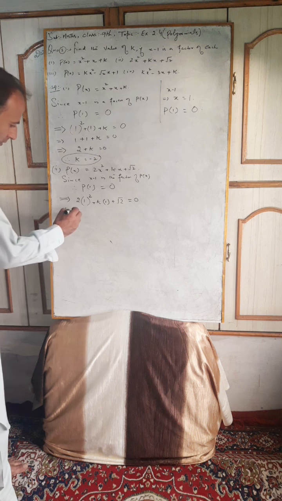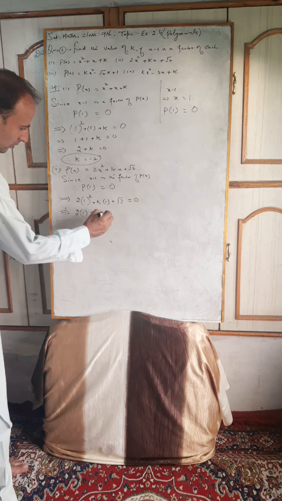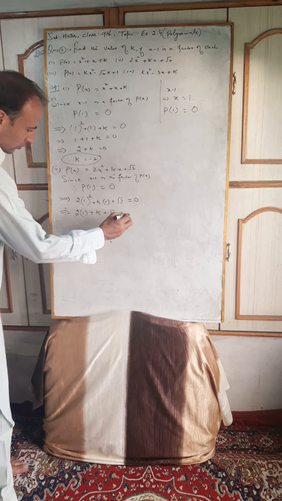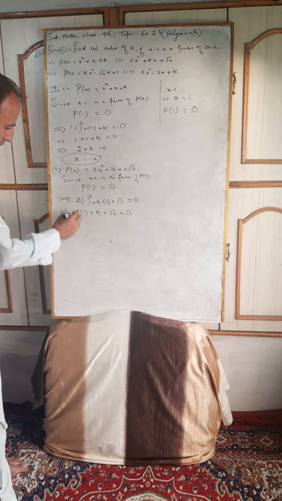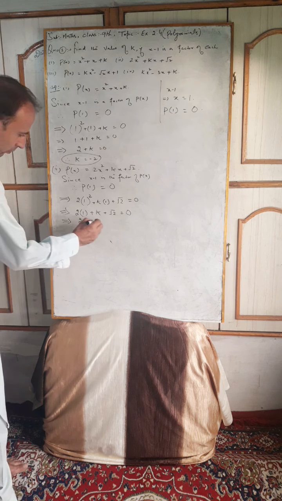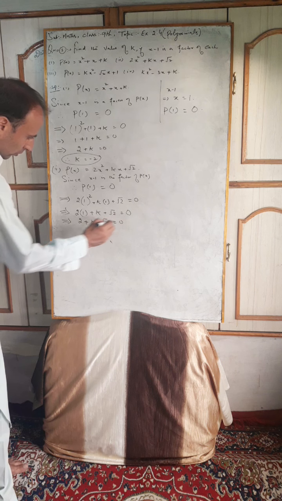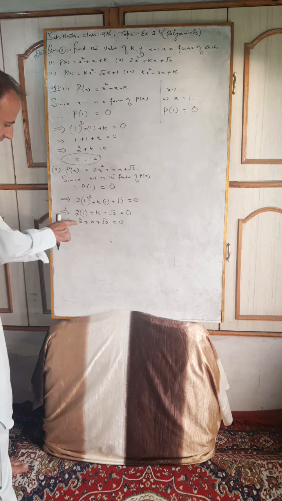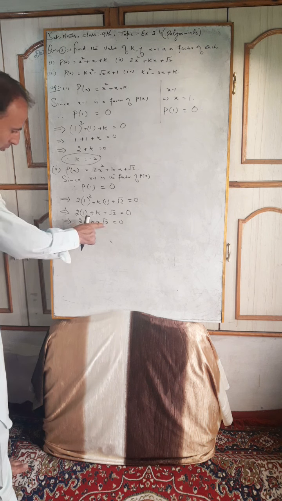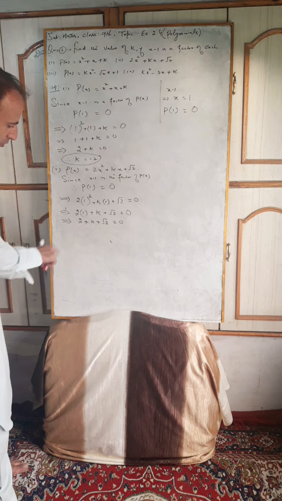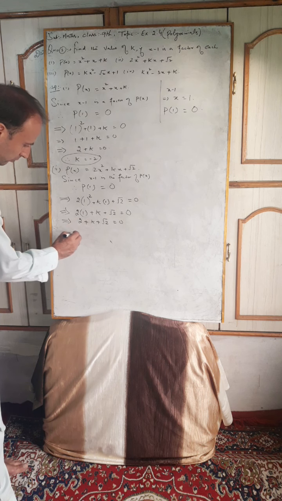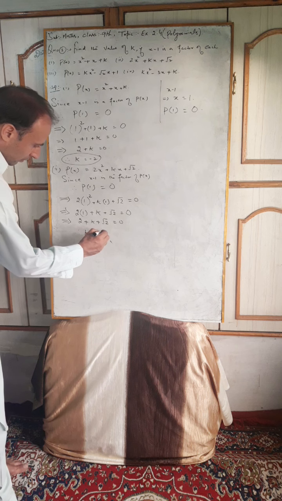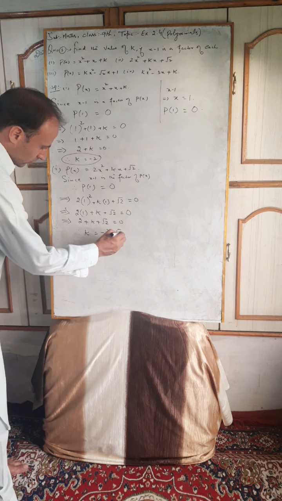1 into 1 is 1, it implies 2 into 1 plus k into 1 is k plus root 2 is equal to 0, which implies 2 into 1 is 2 plus k plus root 2 is equal to 0. Here the signs of 2 and root 2 on the left hand side are positive. When we transfer them to the right hand side, the sign will get changed, therefore k will be equal to minus 2 minus root 2.